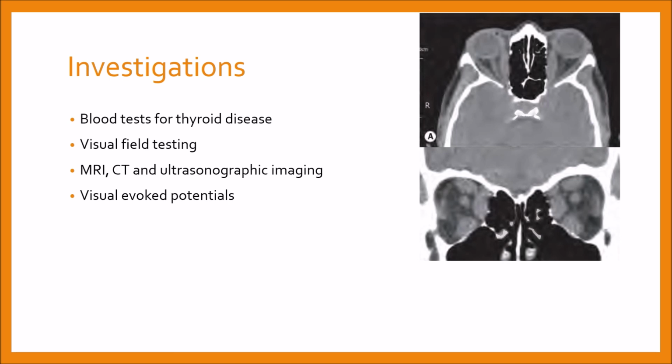MRI, CT, and ultrasonographic imaging of the orbits are indicated in some circumstances, such as helping to confirm an equivocal diagnosis by identification of typical pattern of extraocular muscle involvement in thyroid eye disease, consisting of muscle belly enlargement with tendon sparing. Imaging is also used in the assessment of optic nerve compression and prior to orbital wall surgery. Visual evoked potentials are sometimes utilized in optic neuropathy.